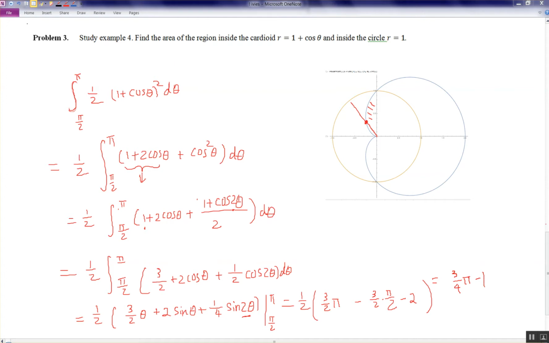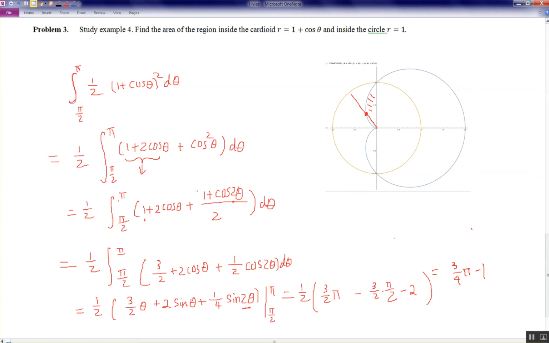Now, as the final answer, the area is equal to twice this piece, 3 pi over 4 minus 1, and then plus half of the circle, which is pi over 2. Okay? Which is equal to, after simplification, 3 pi over 2 minus 2 plus pi over 2, which becomes 2 pi minus 2 at the end. Okay, so this is it.